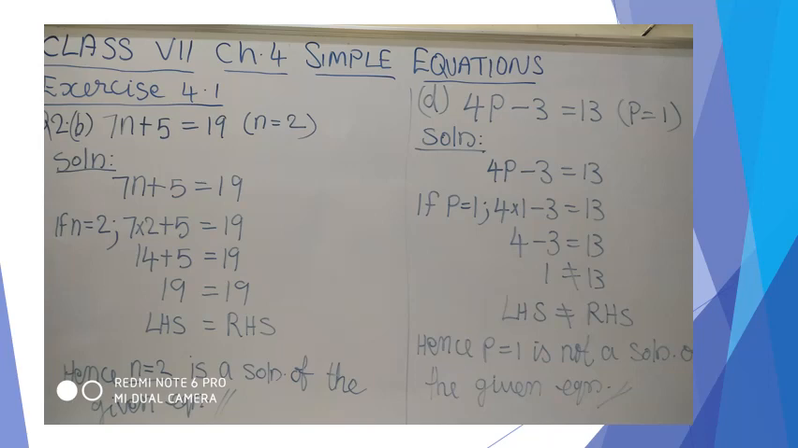Question number D. 4p - 3 = 13, p = 1. Given equation is 4p - 3 = 13. Now substitute the value of p. So we get 4 into 1 - 3 = 13. 4 - 3 = 13. That is 1 not equal to 13. Hence LHS not equal to RHS. So p = 1 is not a solution of the given equation.